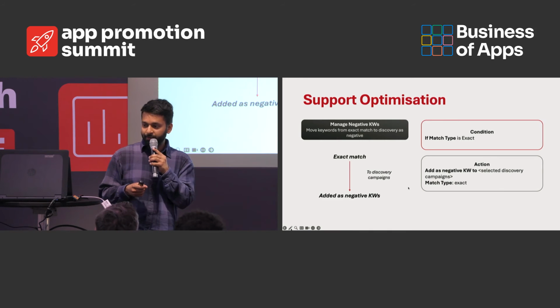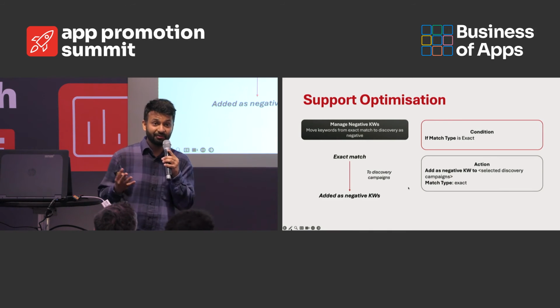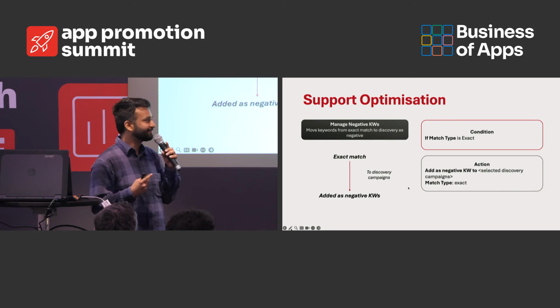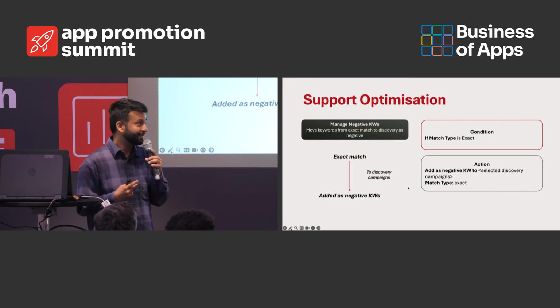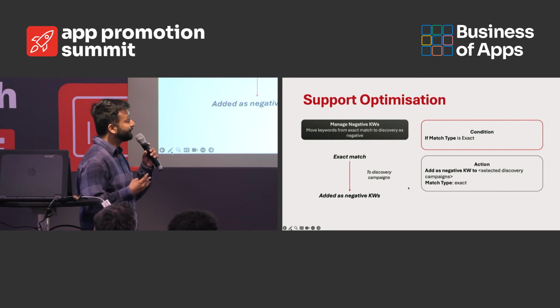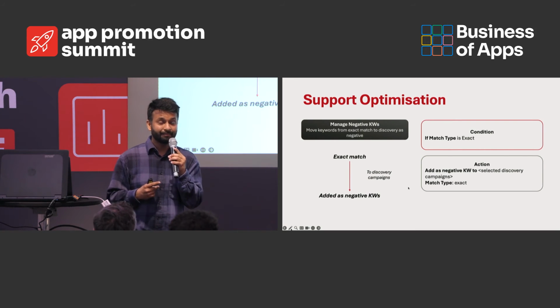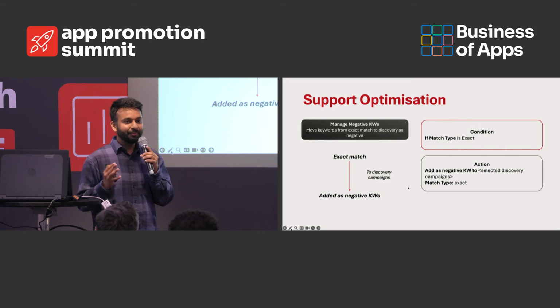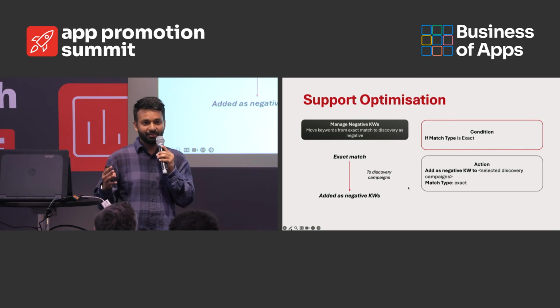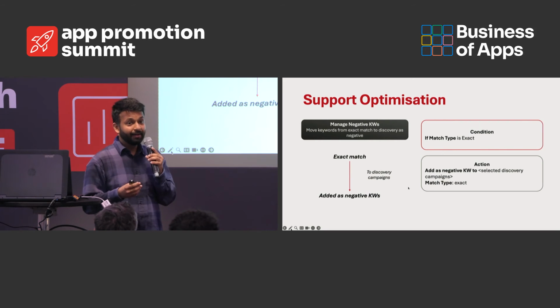And moving forward to the next rule that helps me a lot in account optimization. This seems like not so important, but it is apparently. This rule helps you move all your exact match keywords as negative match to your discovery campaigns. It's considered to be a best practice to move all your exact match keywords as negative match to your discovery campaigns, and there is a reason behind that.